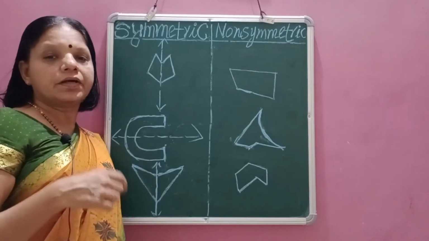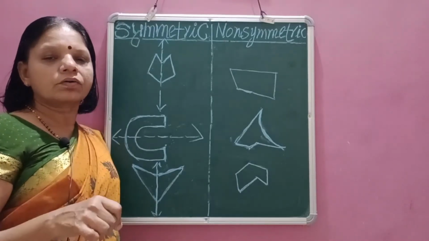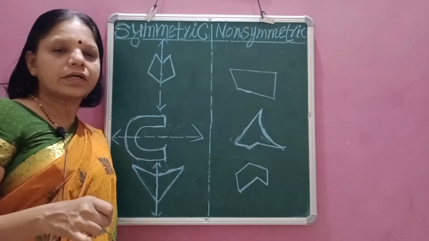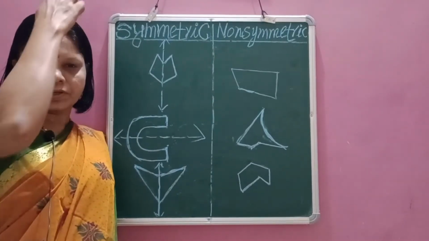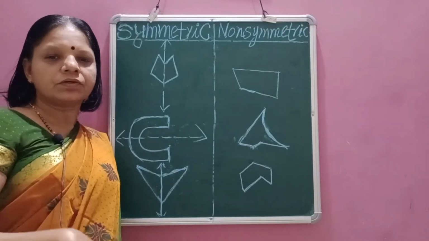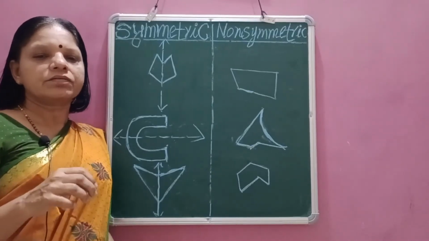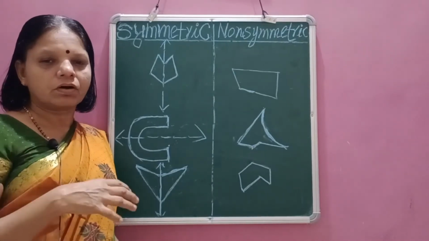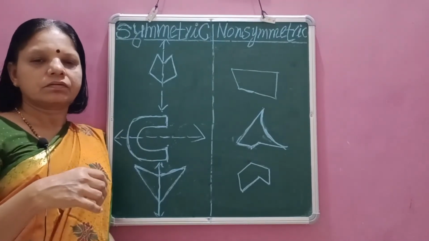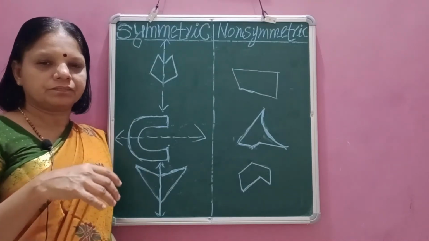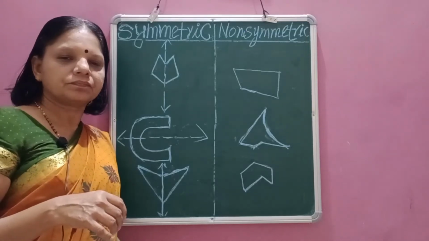There is a line that divides the figure into two congruent halves. You can see that the human body is symmetric. If you draw a line at the center of the human body, on either side of that line, you can see congruent parts. They are congruent to each other. Eyes, hand, everything. Left and right. So such figures are called symmetric figures.